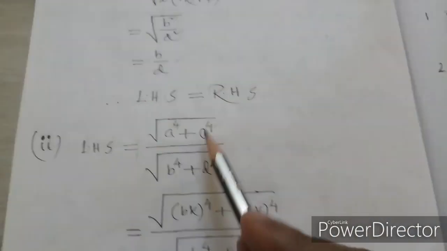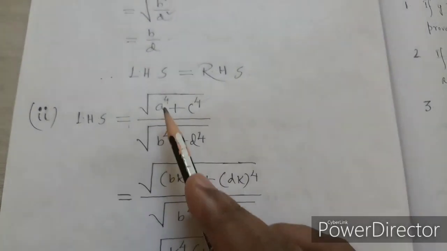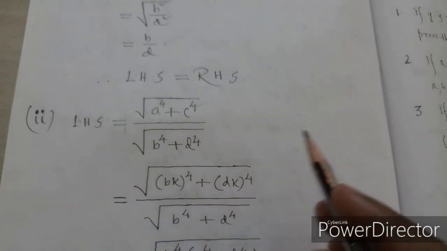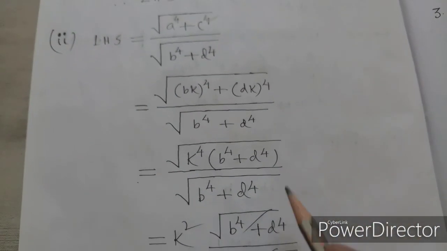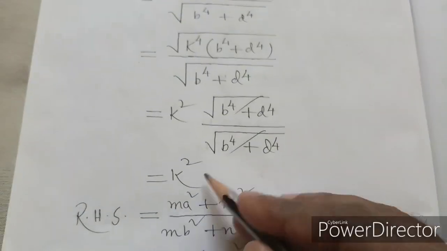Similarly, put the value of a and c here. Only a and c here. So a means bk, so (bk) whole to the power 4, and c means dk, so (dk) whole to the power 4. And after simplification we got, obviously we got k².